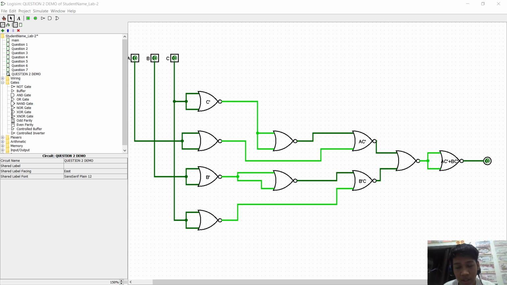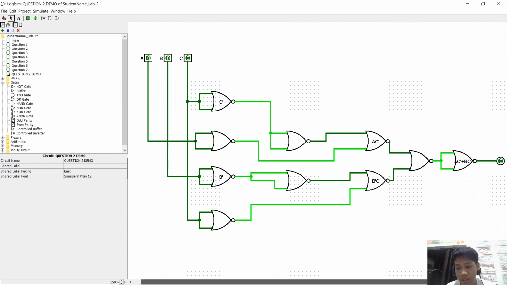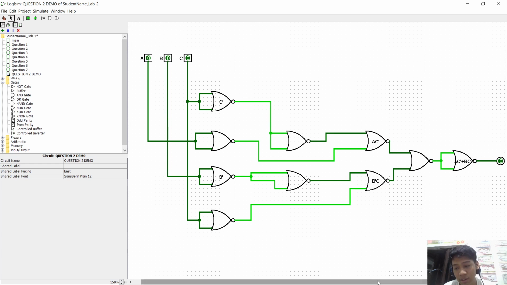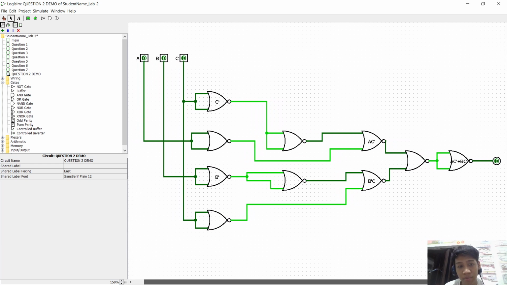That is the answer for question number two. And to prove that it is working, based on the video lecture SOP table, it is the same as the previous key. In the previous we used NAND and here we use NOR, but the outputs are the same.